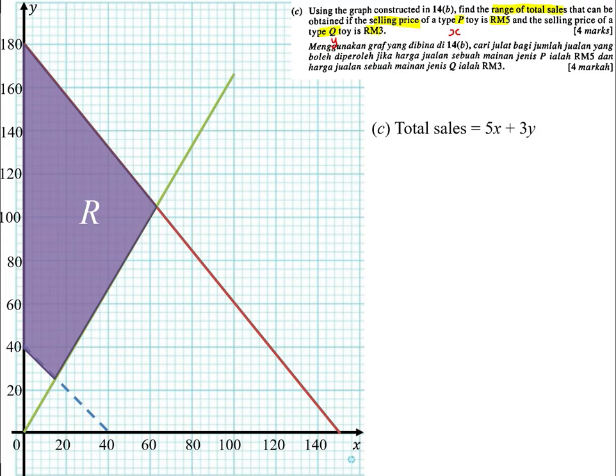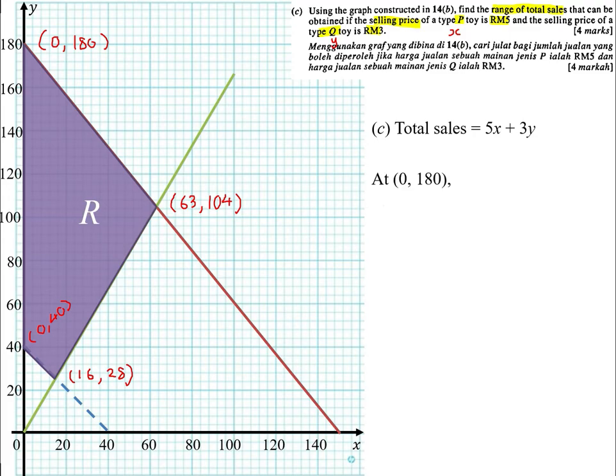Now we need to refer to all the vertices here one by one. This coordinate gives us (0, 180). This coordinate gives us (16, 28). And the last coordinate here gives us (63, 104). We substitute one by one in order to find the maximum and the minimum. The maximum and the minimum will give us the range of total sales.